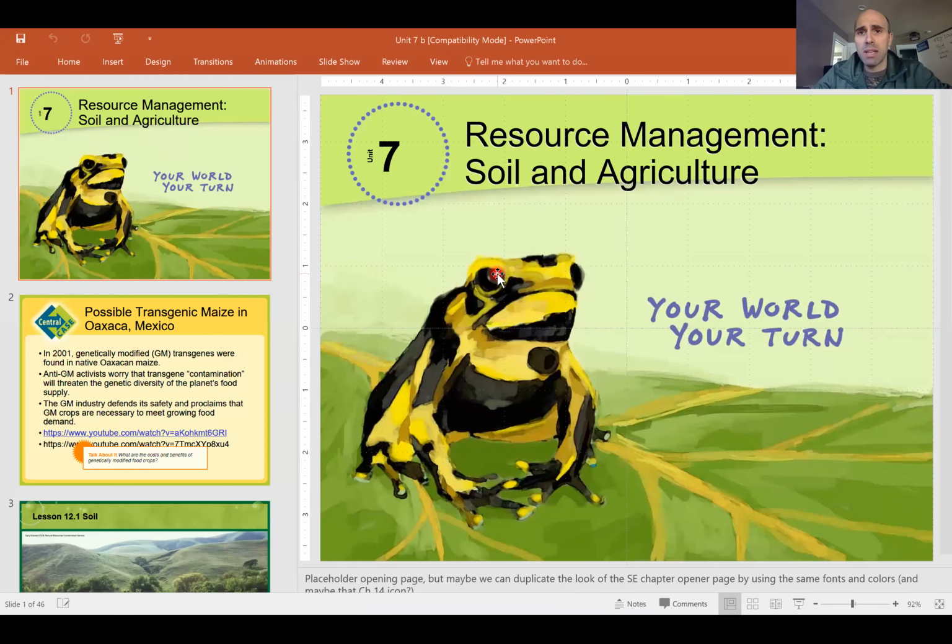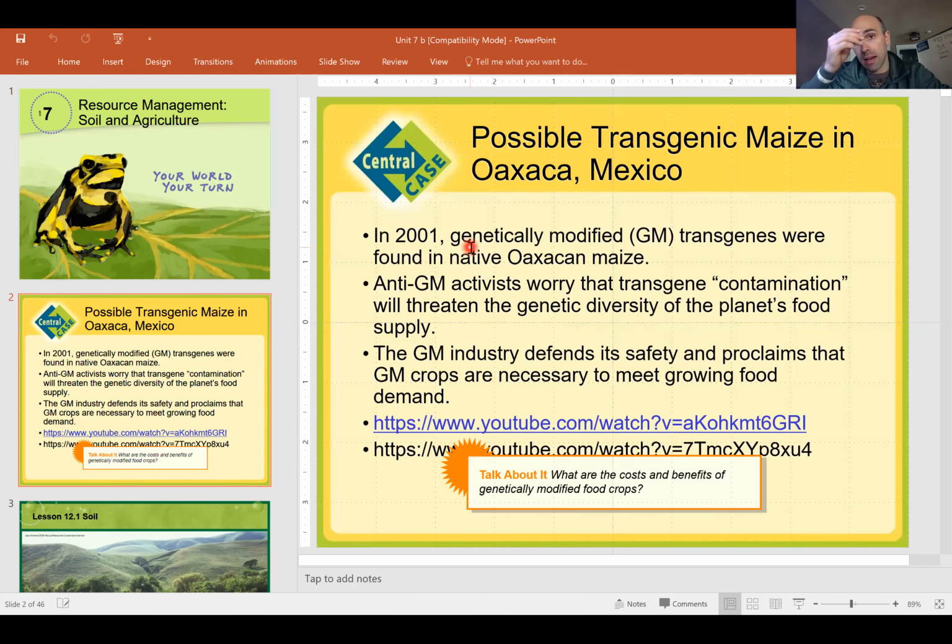So resource management, soil, and agriculture. So what exactly are we looking at here? Well, we're talking about anything that has to do with our soil usage, mainly agriculture, trying to look at how we can maintain that soil, maybe putting more minerals and nutrients back into it, whether that be through an artificial way with fertilizers or a natural way using natural fertilizers such as manure. So let's get on with what we're looking at here.